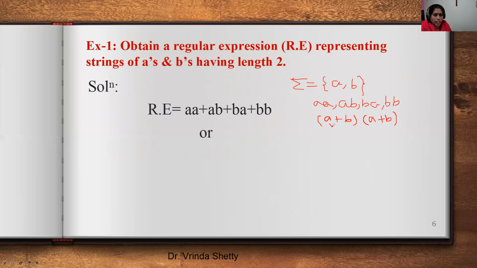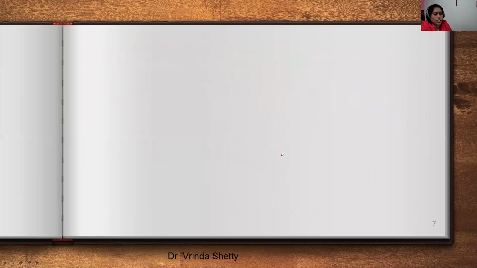It can take AA, it can take AB, it can take BA, or it can take BB. Similar, whatever we are getting there, same thing. So we can write one more regular expression, this or (A plus B) into (A plus B). Guys, I hope it is clear. We'll go to the next question.